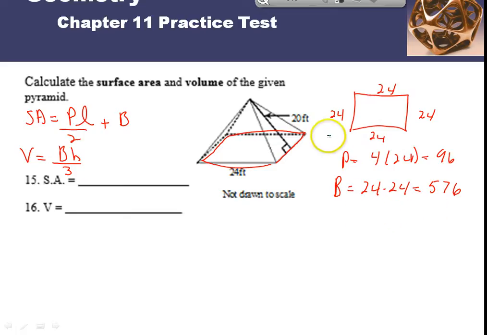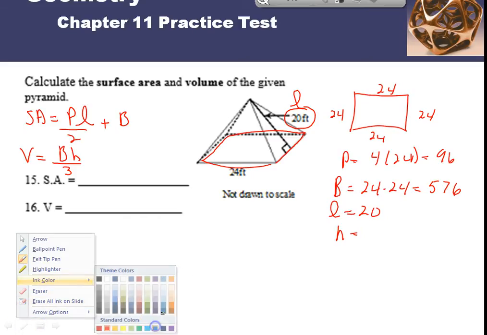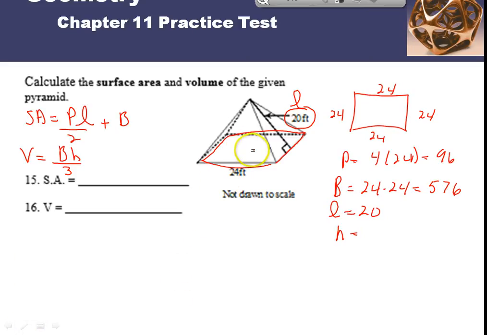And then this 20 right here, is that inside or outside? It's outside, and the outside one is the slant height. So I know that L is 20. And now that looks like we just need h. So to find h, we have to do a little bit of other work. So let's see. This is h.